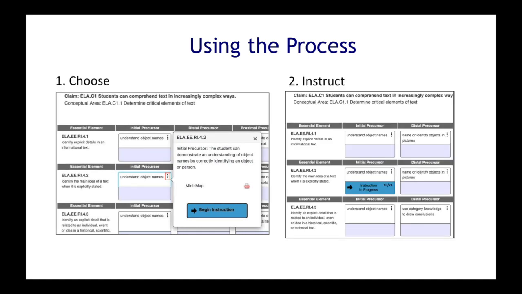Selecting Begin Instruction places the linkage level in the in-progress status, with the date it was chosen indicated. Return to the kebab menu for this updated status. A different choice can be made later if needed. Once the linkage level is placed in this status, provide instruction. More information about how to approach instruction is provided later in the presentation.